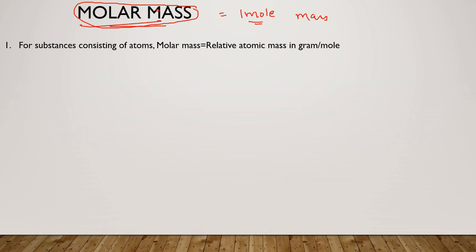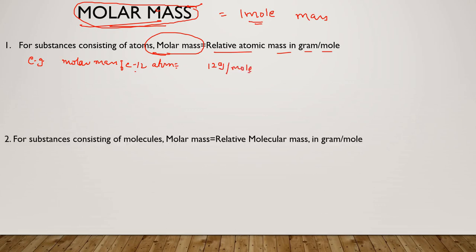Now another concept, about the mass. What is the molar mass? As the name suggests, it is the mass of 1 mole. If you're talking about any atom, the molar mass of that atom will be equal to the relative atomic mass in gram per mole. For example, the molar mass of a carbon-12 atom: you know the relative atomic mass of carbon-12 is 12, so you just put 12 gram per mole.